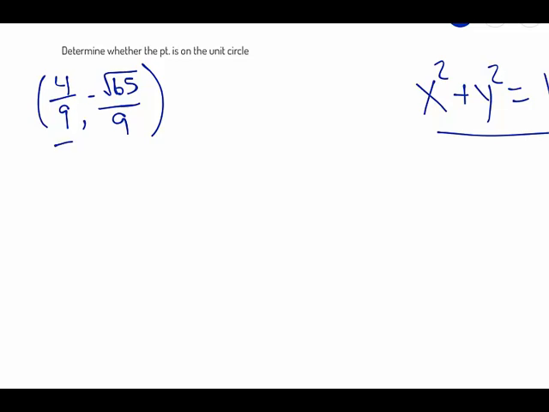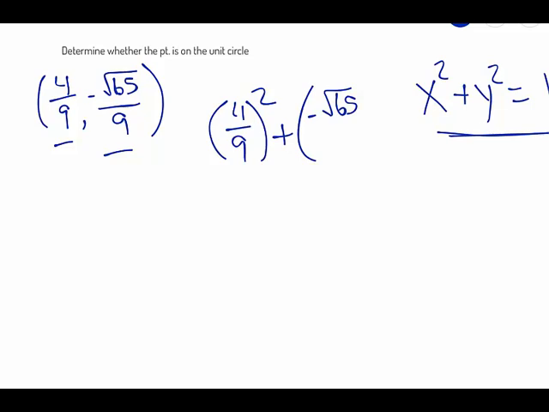So we know that 4/9 is our x value, and the negative square root of 65 over 9 is our y value. So we're literally just going to plug it directly into this equation. So x is 4/9, and we will be squaring that, plus y is negative square root of 65 over 9, and we will be squaring that. And we are checking to see, does this equal 1?